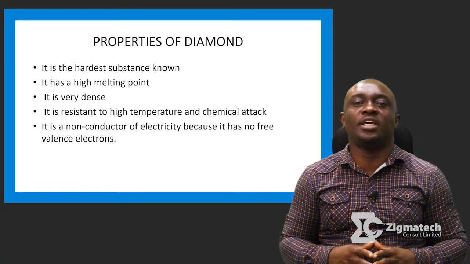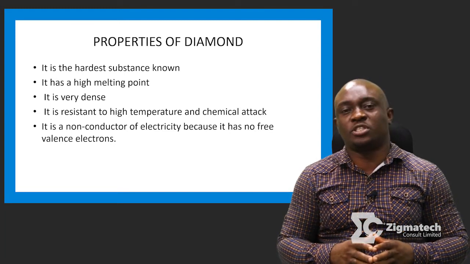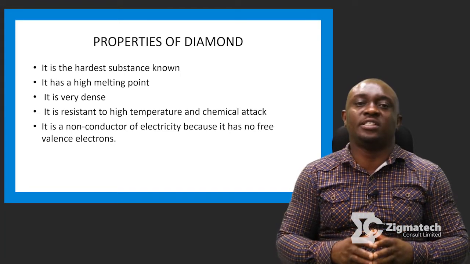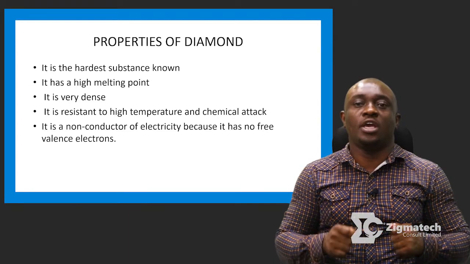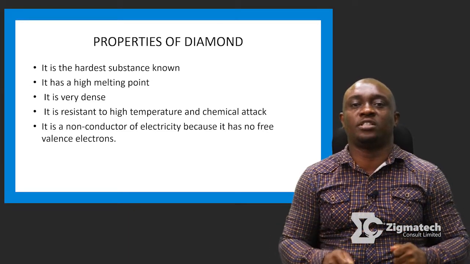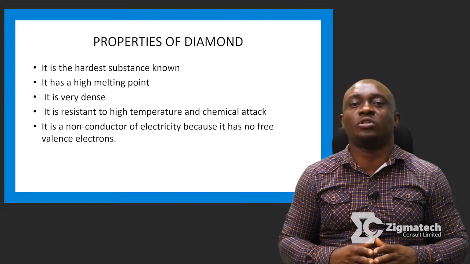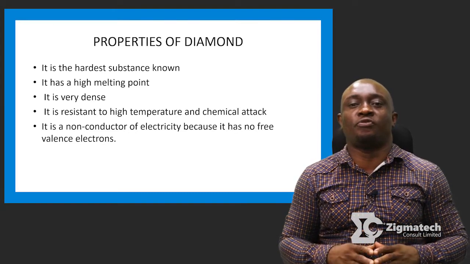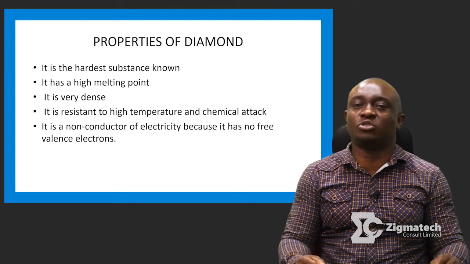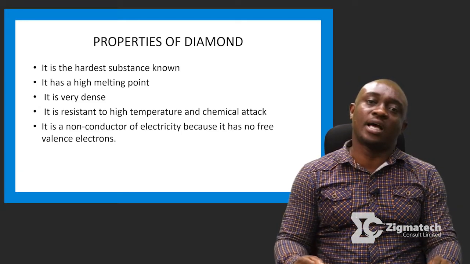Then number three, it is very, very dense. In chemistry, when we say something is dense, it means the thing is very heavy. Heavier means dense, but that's scientific language in chemistry. When we refer to something that's heavy, we say that is what? Dense.